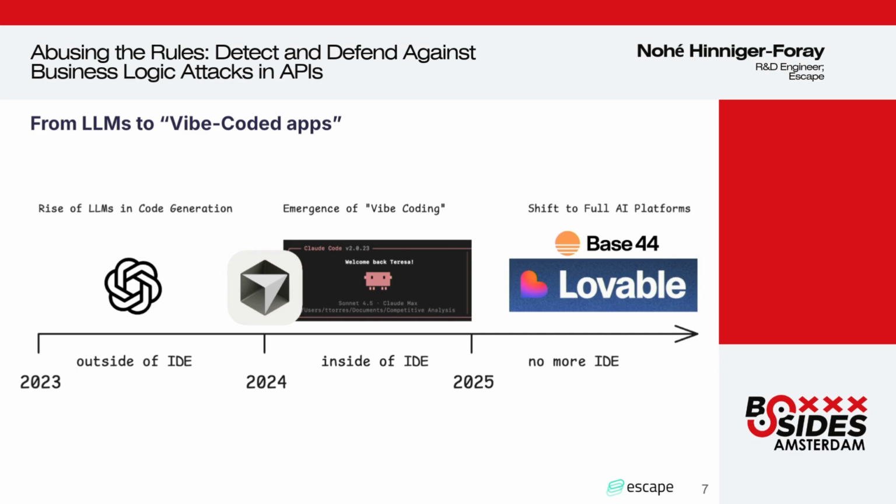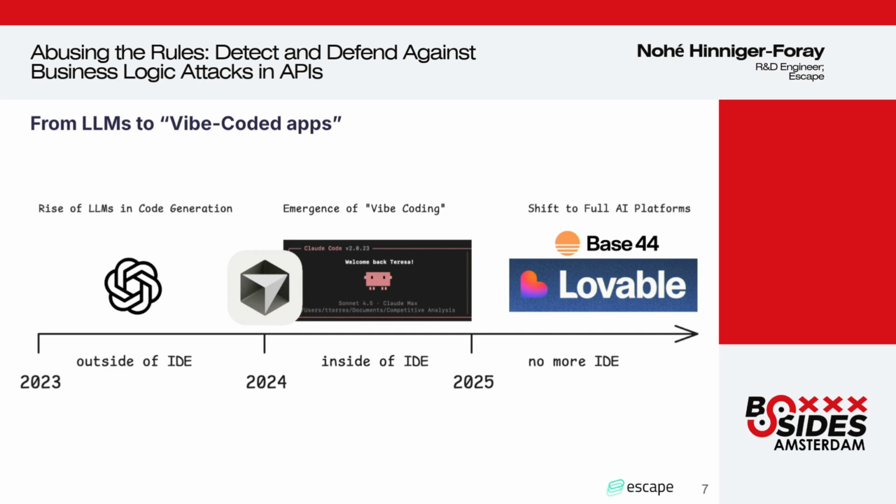Then we started to see some tools appearing inside of the IDEs, the first one being GitHub Copilot, and then some more advanced tools like Cursor or Claude Code, which run directly close to your code. And this created a trend which is called vibe coding, which is you just prompt the agent, you never touch the code, and you let the AI do everything on its own.